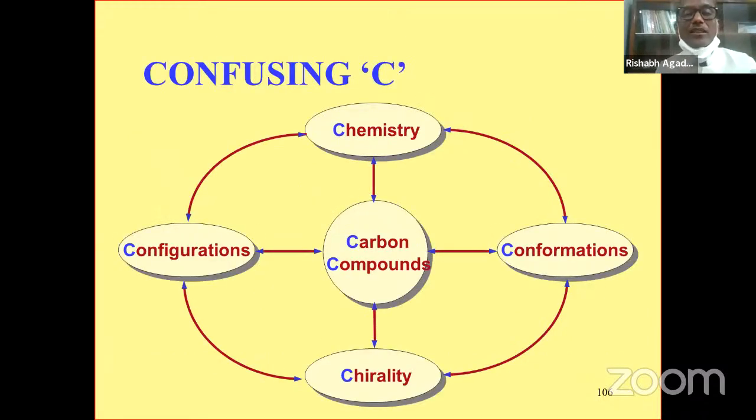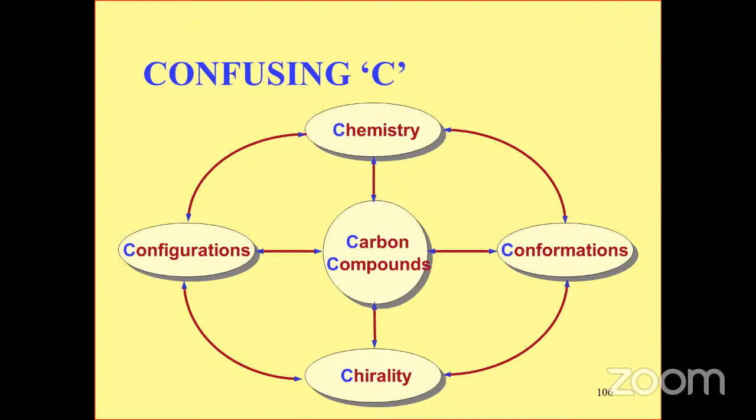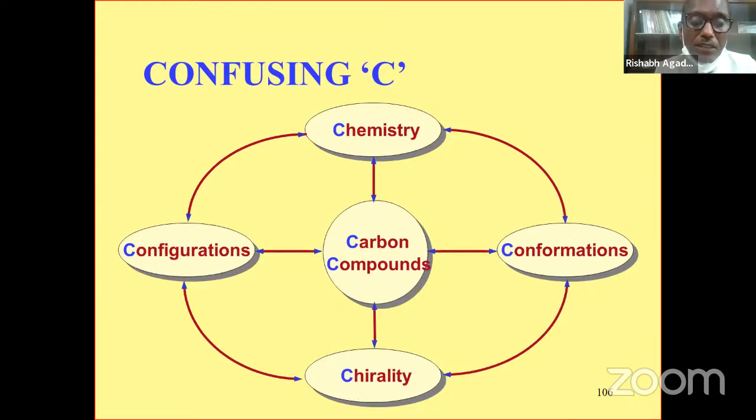So the last slide of my presentation. We started with chemistry. Then we came to the carbon compounds, their configuration, their conformations, their chirality. And then we correlated them with the stability testings. Now you can see the role of that C. The word confusion starts with C. Chemistry starts with C, carbon compounds also C, configuration C, conformations also C, chirality also C. Now the word stability: if you invert C, S comes. So the role of this C everywhere is justifiable. I hope the things are clear, and the word clear also starts with C.